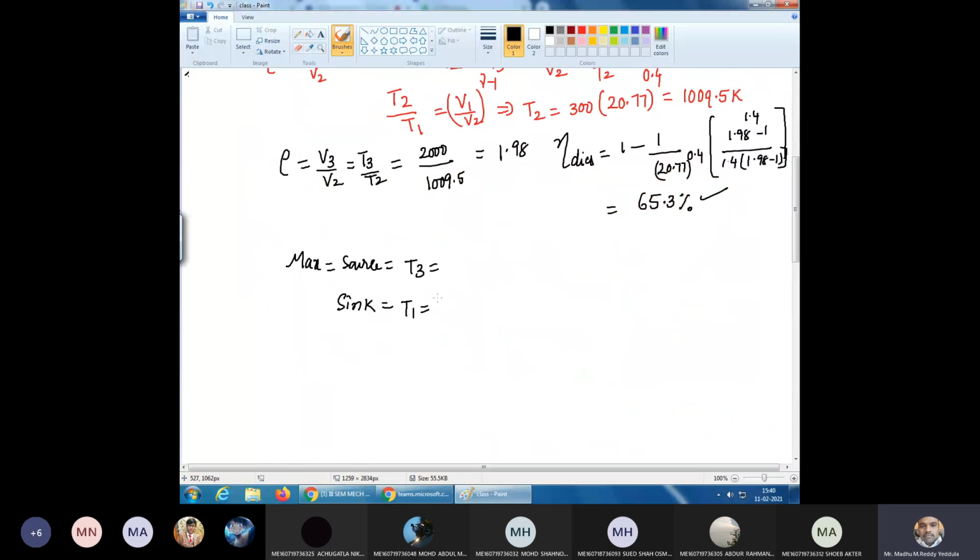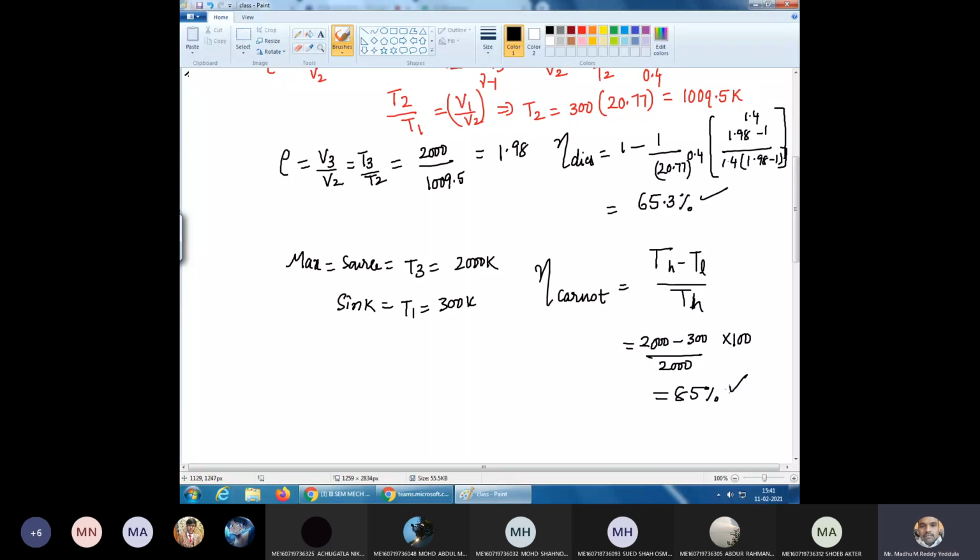So T1 is equal to 300 Kelvin and the maximum temperature T3 is equal to 2000 Kelvin. If the engine is operating between these two temperatures, what is the Carnot efficiency? Carnot efficiency is equal to T higher minus T lower divided by T higher, that is work done by heat supplied. Work done is equal to heat supplied minus heat rejected. So it is 2000 minus 300 divided by 2000, into 100. So this efficiency is equal to 85%. Right? Is this statement true?